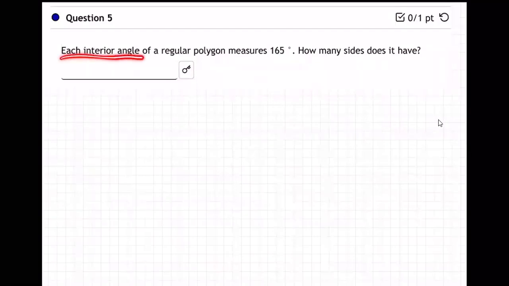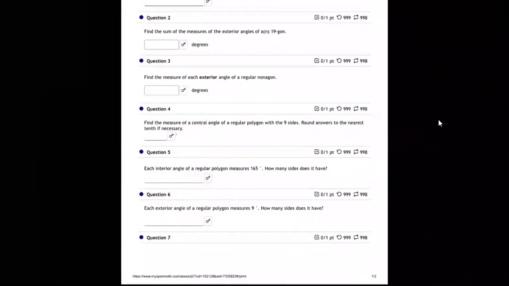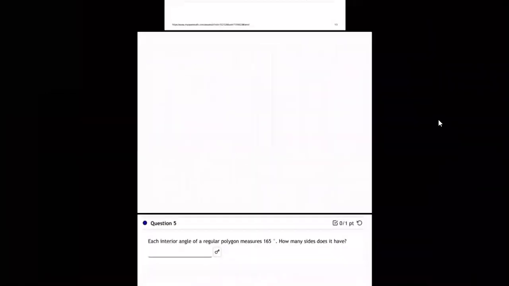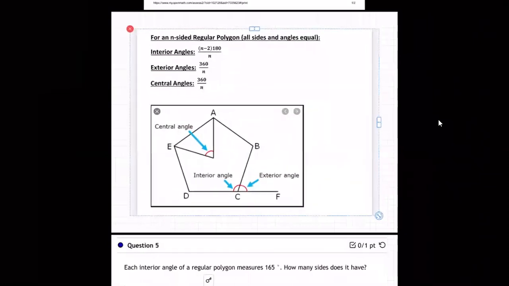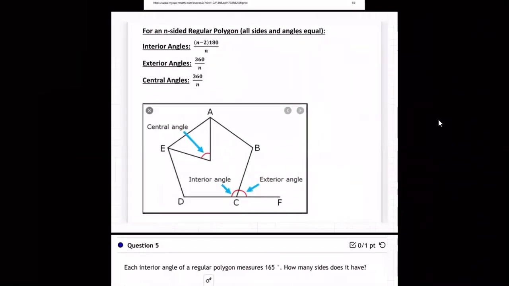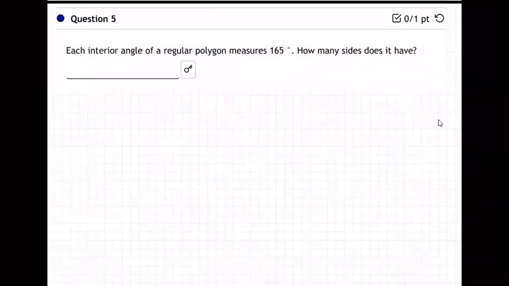Okay, each interior angle of a regular polygon is 165 degrees. How many sides does it have? Okay, so we're going to need to go back again and grab the formulas from the notes. There it is. Okay, there's the formula for each interior angle: n minus 2 times 180 over n.